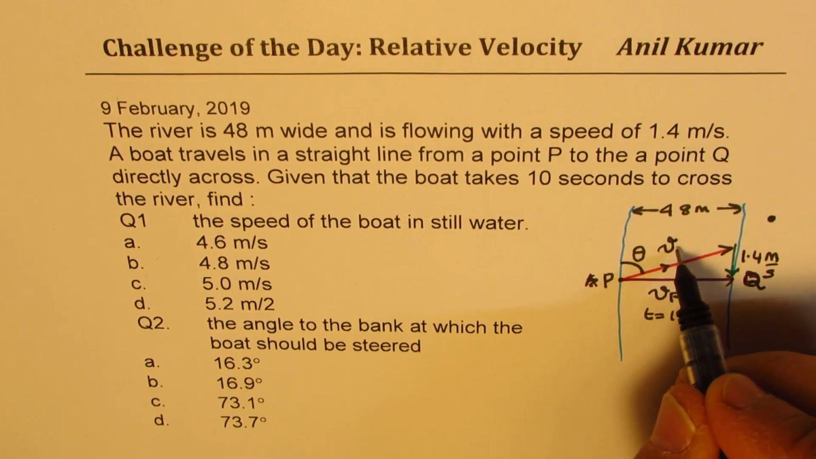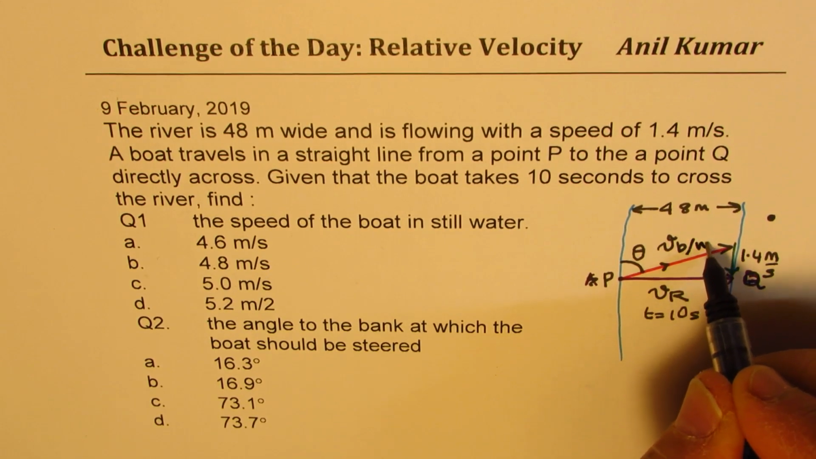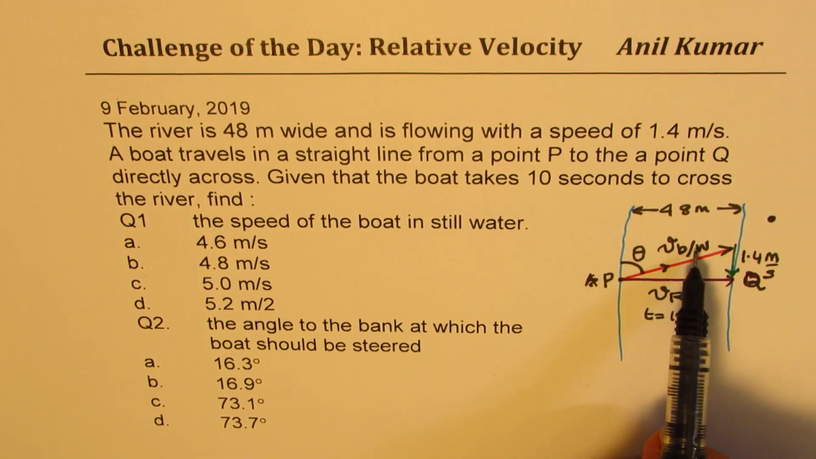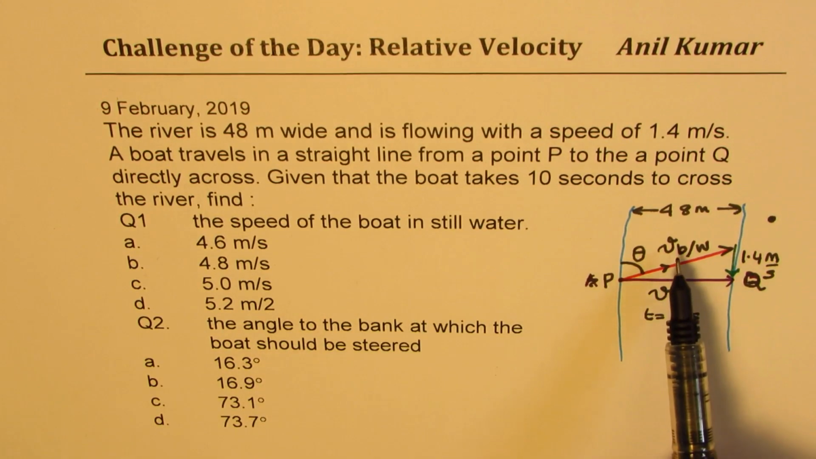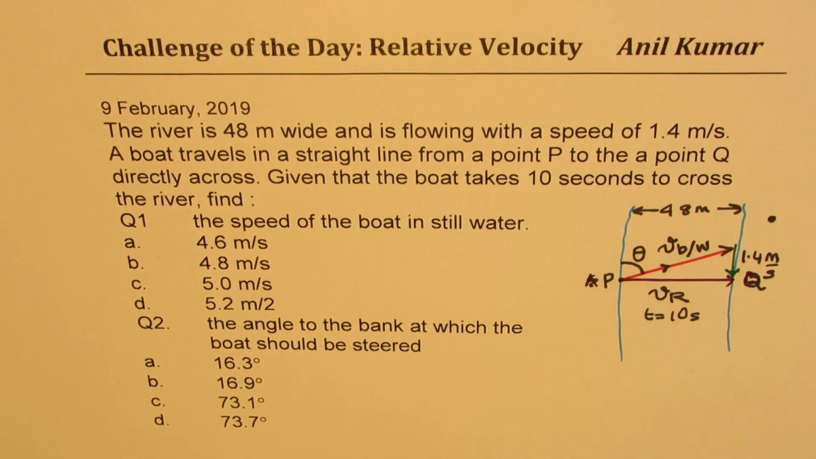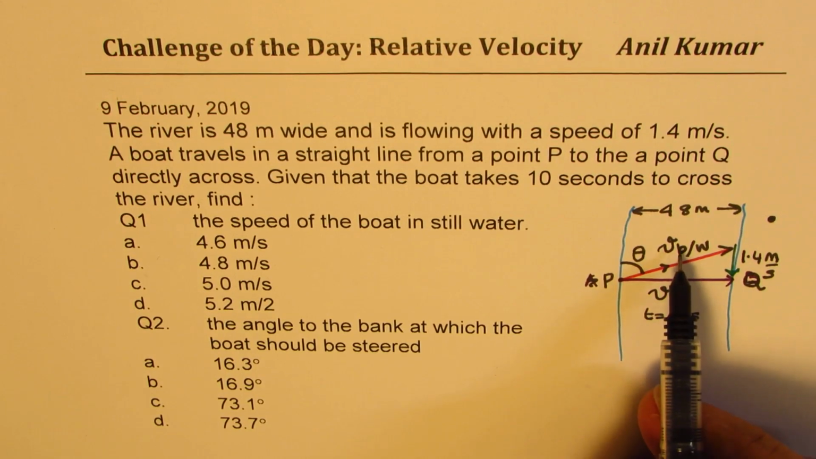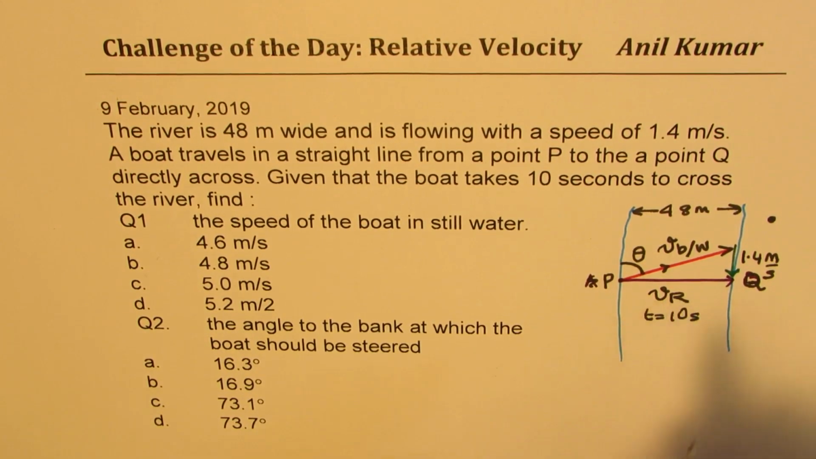We sometimes refer to this as boat speed with reference to water. So that is in still water, and we need to find this velocity. The speed of the boat in still water will mean that velocity. Perfect. So I hope that concept is clear. Not this velocity, right? This is the resultant velocity. Well, to find the still water speed, we need to find the resultant velocity also.